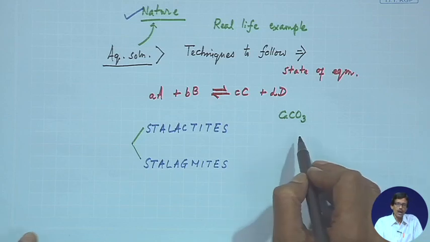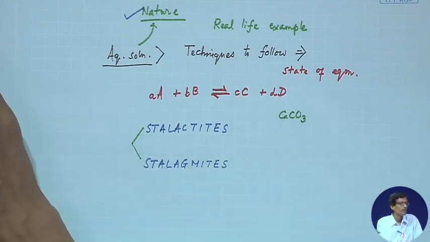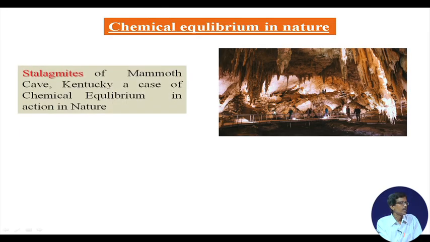So, how are these forming? This is a real life example of chemical equilibrium, which nature is controlling. So, stalagmites of Mammoth Cave. This is the typical photograph of that Mammoth Cave which is there in Kentucky in USA. So, this is a real example of chemical equilibrium in action in nature. So, how is chemical equilibrium responsible for the formation of this particular process?